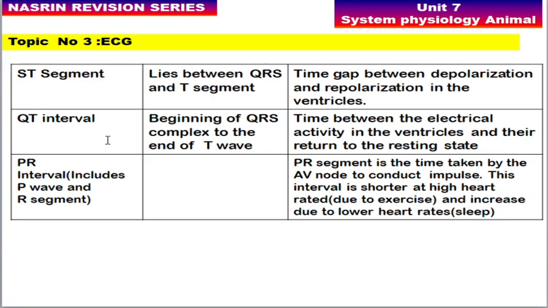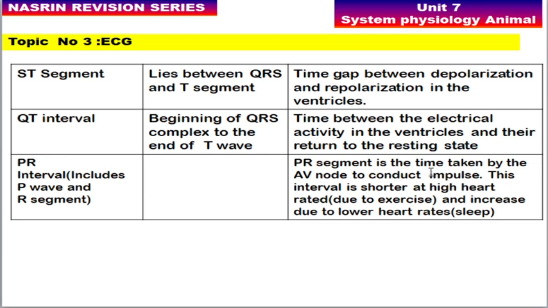Next, the ST segment lies between the QRS complex and the T wave. The QT interval is measured from the beginning of the QRS complex to the end of the T wave, and this ST segment originates as a result of the time gap between depolarization and repolarization in the ventricle. Next, this QT interval is the time between the electrical activity in the ventricle and the return of the ventricle to resting state. Next, the PR interval includes the P wave as well as the PR segment.